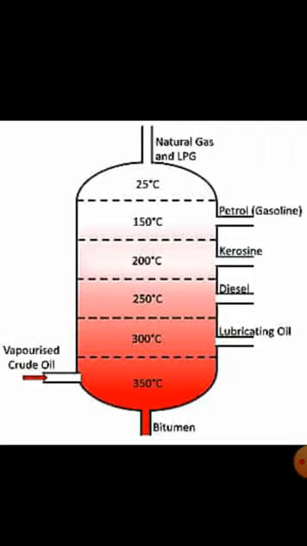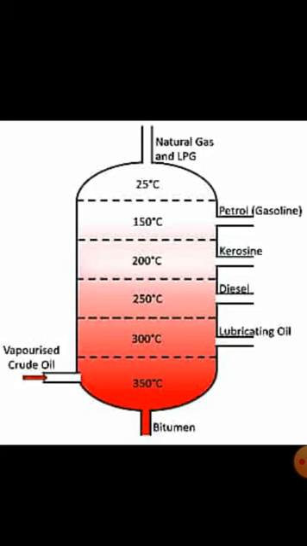Substances with high boiling point condense at the bottom and those with lower boiling points condense on the way to the top. The gases with low boiling points leave at the top of the column. The liquids with moderate boiling points condense in the middle. You can find petrol, kerosene, diesel and lubricating oil. And the solids with high boiling point stay at the bottom.